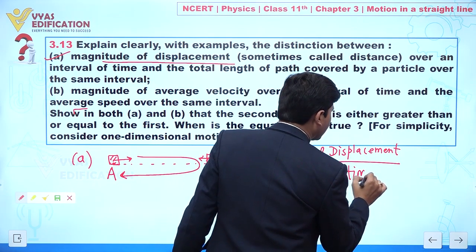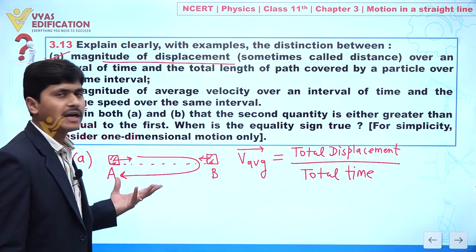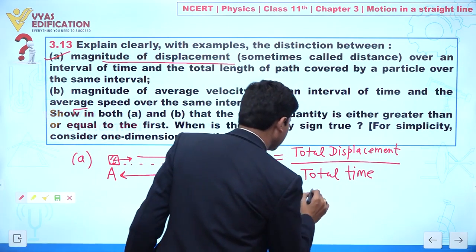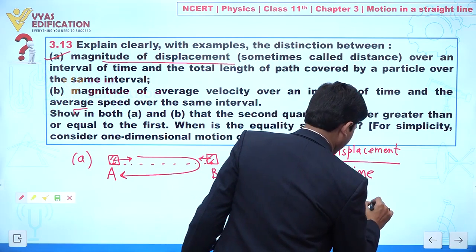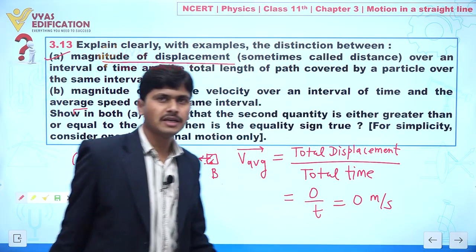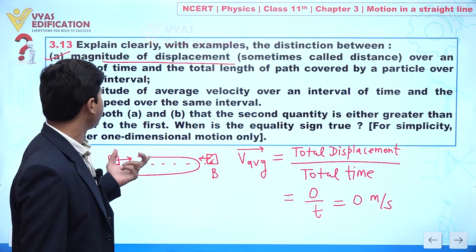Total time. So total displacement in this situation we have 0. So we can say this is 0 by t and this is 0 meter per second. Clear?